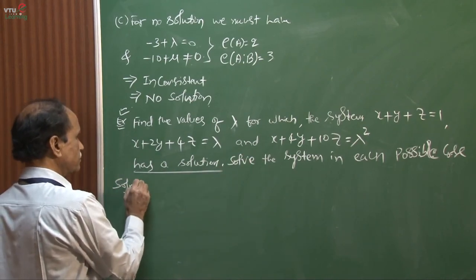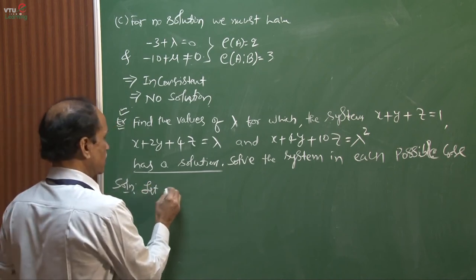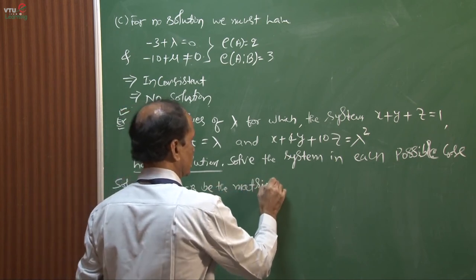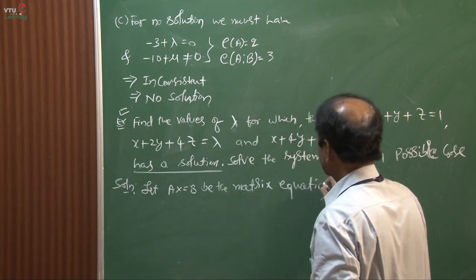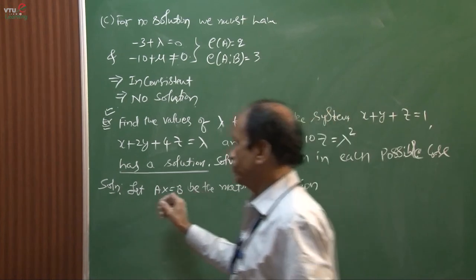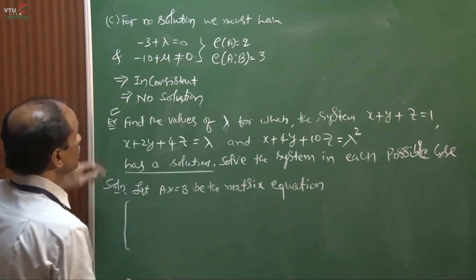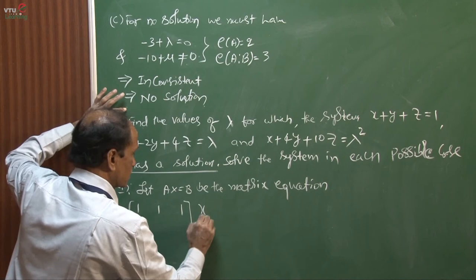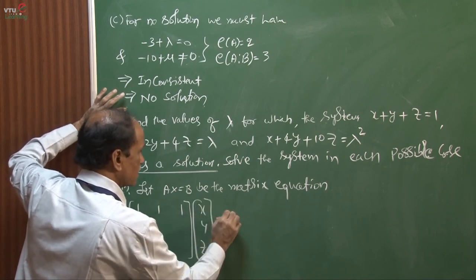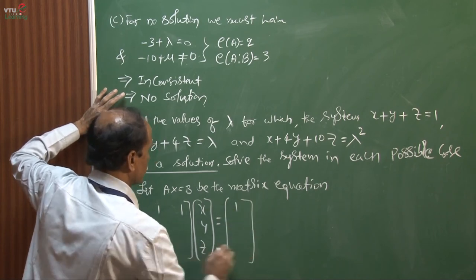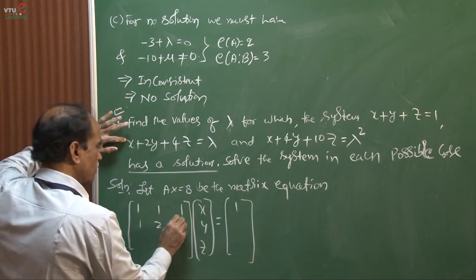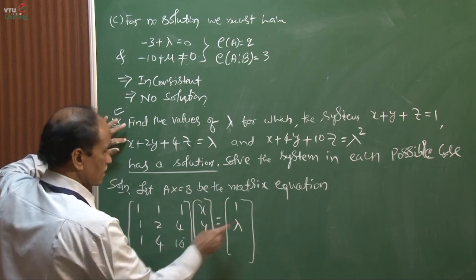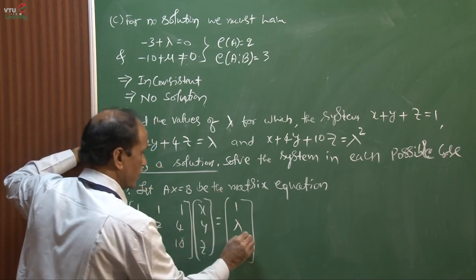In the solution, write the usual step. Let Ax equal to b be the matrix equation. Then in the matrix form, what do you write? First equation: 1, 1, 1, times x, y, z, and the right side is 1. Second equation: 1, 2, 4, and the right side is lambda. Third equation: 1, 4, 10, and the right side is lambda square.